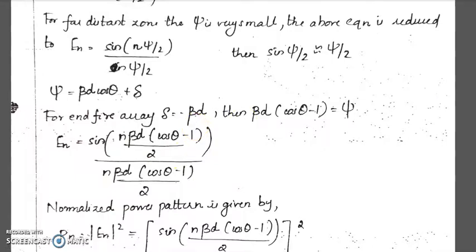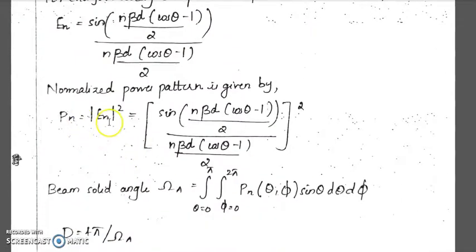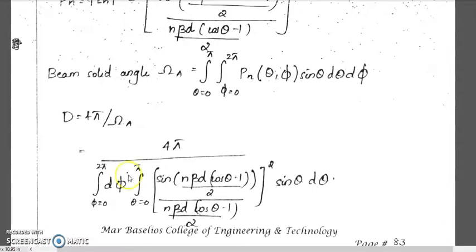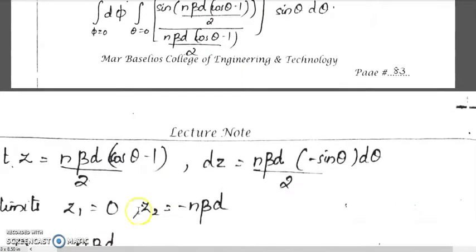If you know the normalized electric field, you can easily compute the normalized power. Pn is equal to En square. If you know the Pn normalized power, you can easily compute omega A using this equation. If you know the omega A, you can compute directivity by this equation, 4 pi by omega A. Then we can compute omega A. During the computation, you have an integral where theta varies from 0 to pi and this quantity. Here we go for the substitution as in the case of broadside array. Let z is equal to n beta d into cos theta minus 1 divided by 2. Then dz is equal to n beta d into minus sin theta d theta by 2.